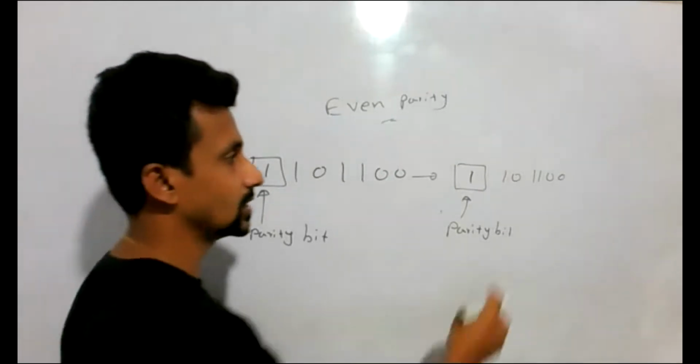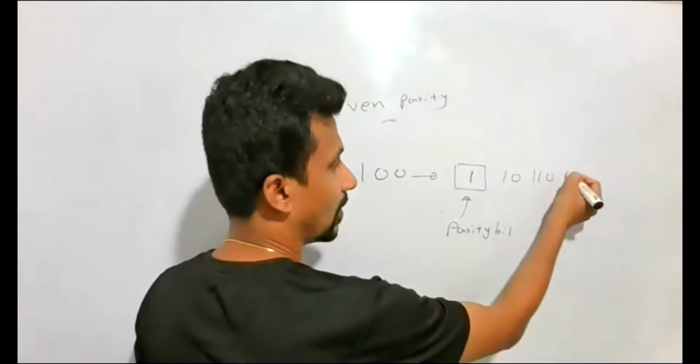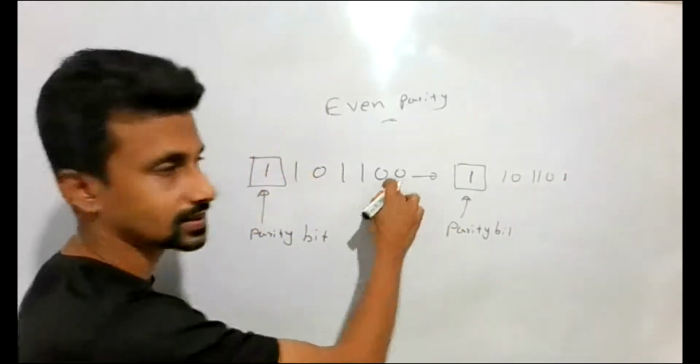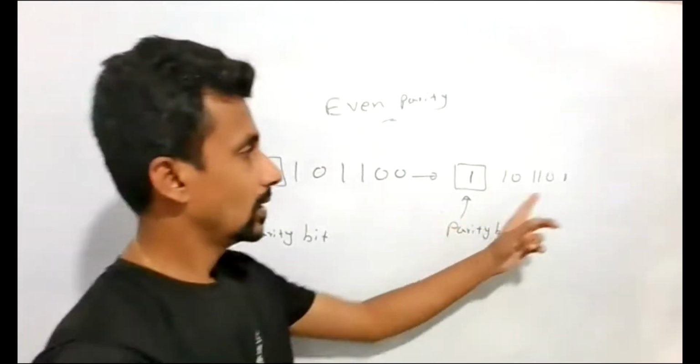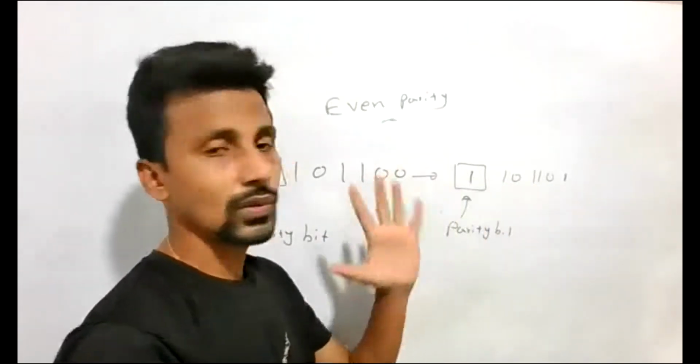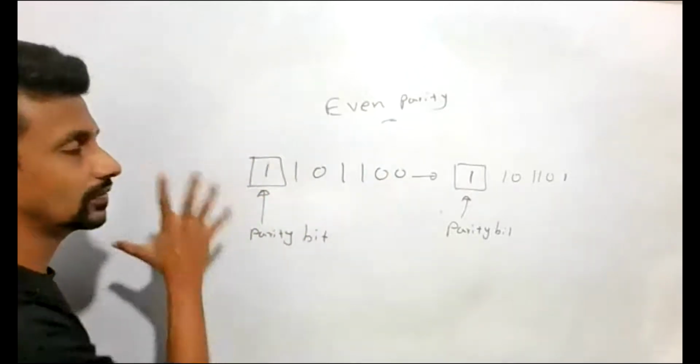But imagine there is a change here, like before, we take 1 here. That means this 0 bit has changed when you are transmitting. Right? Then how many ones are there? 1, 2, 3, 4, 5. All together 5.